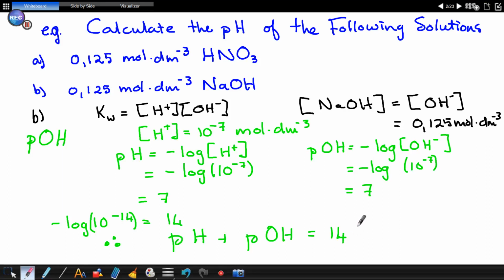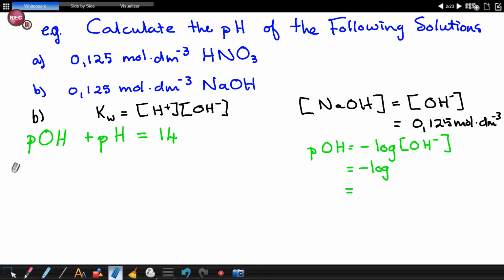So I'm going to show you how to calculate the pH with pOH now. The pOH of the hydroxide ion. I thought that's the pH. No, that's the pH of the hydrogen ion. So the pH of the hydrogen ion plus the pOH of the hydroxide ion is 14. I want to show you how to use the pOH plus pH equation to calculate the pH of a basic solution.